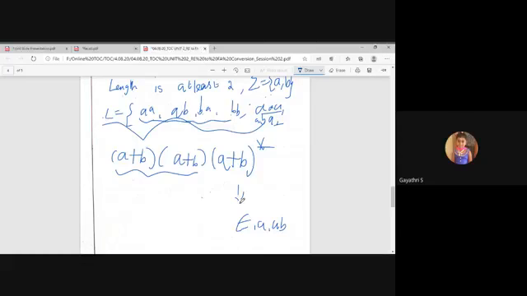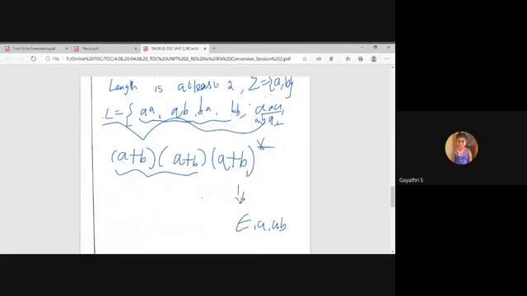So note it down. This is also one of the great questions: length is at least 2. Length exactly 2 means (a+b)(a+b), that is enough. Length at least 2 means (a+b)(a+b) again followed by (a+b)*. Kindly note down this answer.